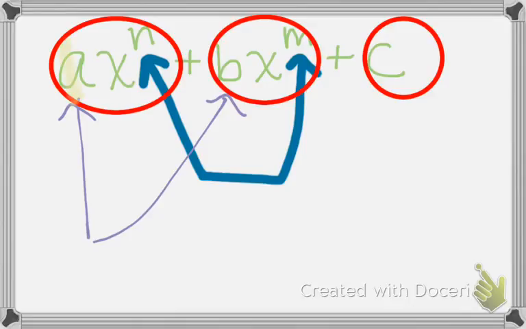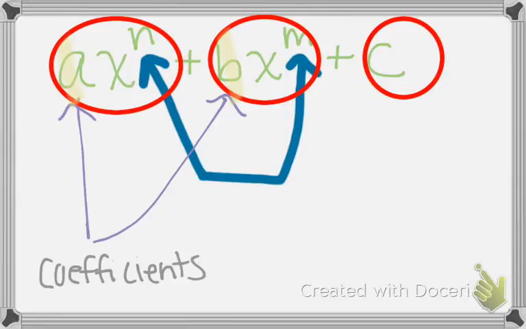Right here, A and B, these are called coefficients. And your coefficients can be fractions, they can be whole numbers. They cannot be irrational numbers, which should be anything like a square root.